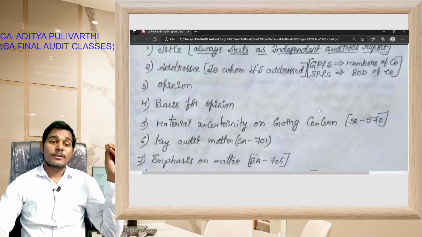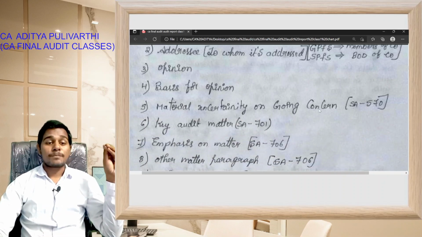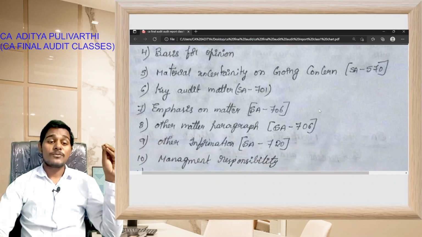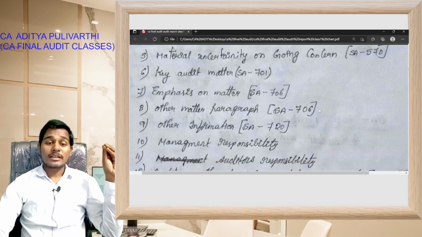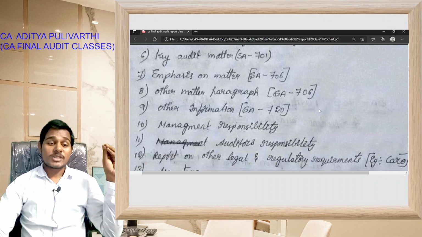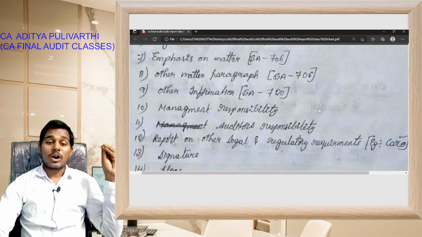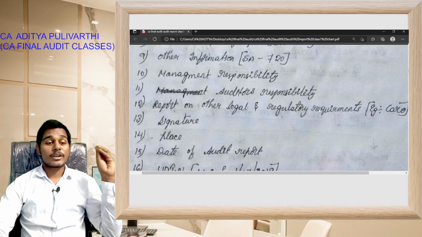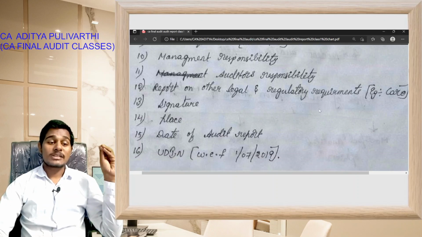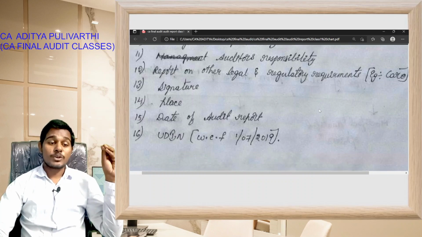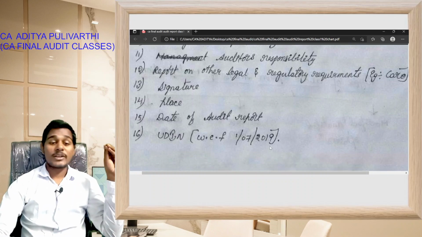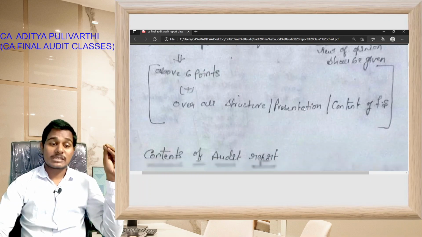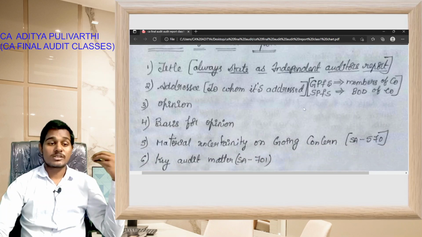Next, opinion. Basis for opinion. Material uncertainty on going concern. Key audit matters. Emphasis of matter. Other matter paragraph. Other information. Management responsibility. Auditor's responsibility. Reporting on other legal and regulatory requirements. Signature. Place. Date of audit report. UDIN with effect from 1/7/2019. These all are the contents of the auditor's report, which are going to be discussed briefly in the next few minutes, students.